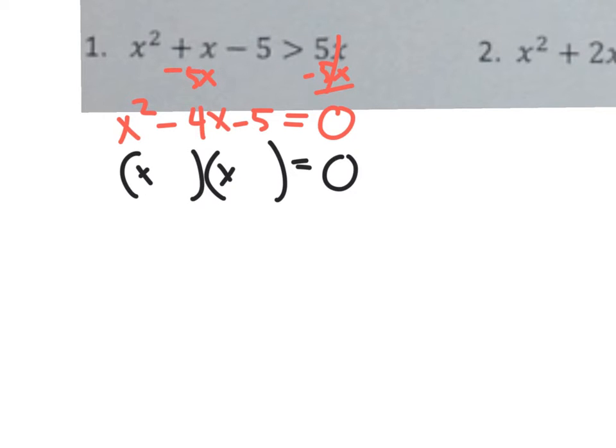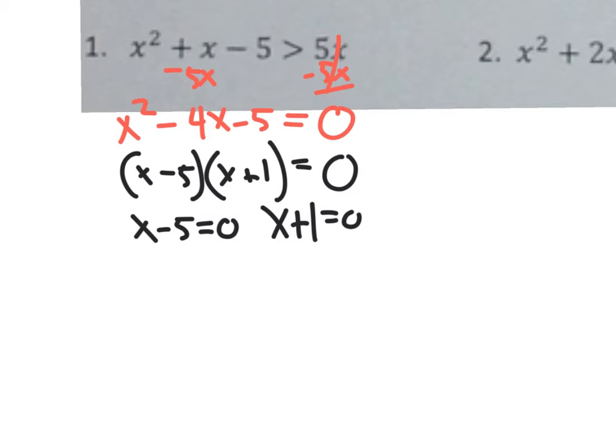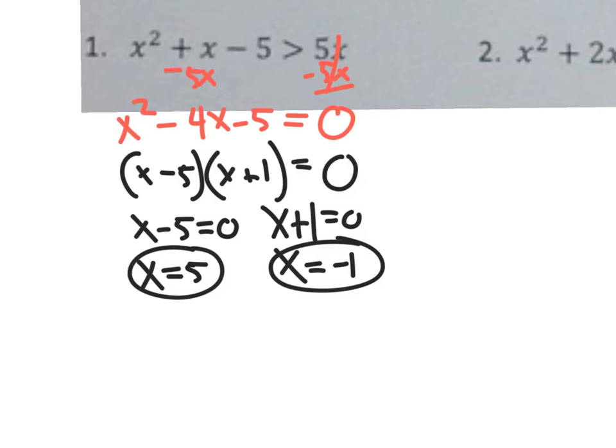So that's going to be a negative 5 and a positive 1. And when you split them, x minus 5 equals 0, x plus 1 equals 0. You're going to get two answers, x equals 5 and x equals negative 1. However, those aren't your answers because this is not an equation, it's an inequality. So what do we do next?